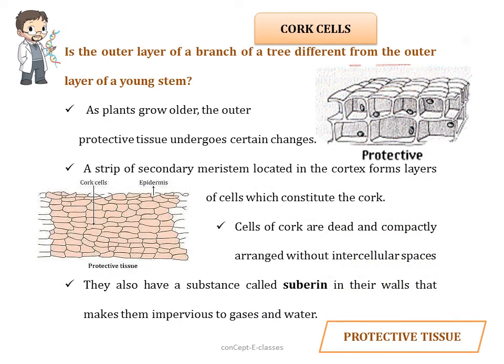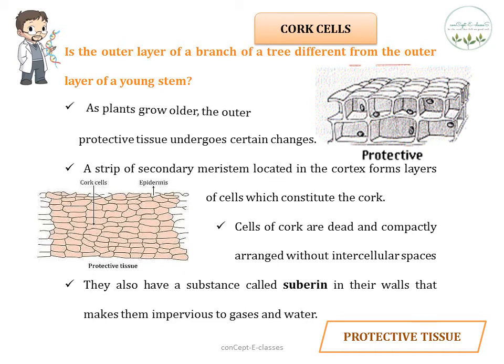Now let's study the next protective tissue, which is the cork cells. You might have noticed the branch of a tree and that of a stem. It is very different, right? The branch of a tree is quite hard, whereas if you take the outer layer of a young stem, it's very soft and brittle. So why is that? That is mainly due to the cork cells.